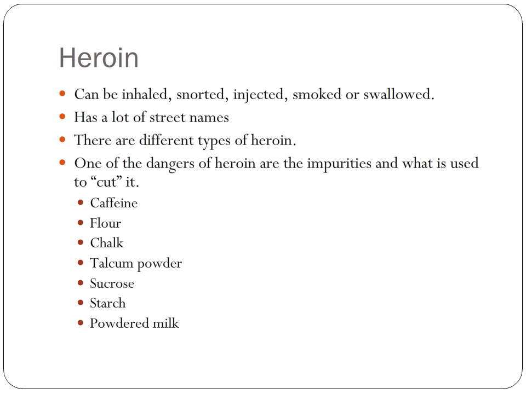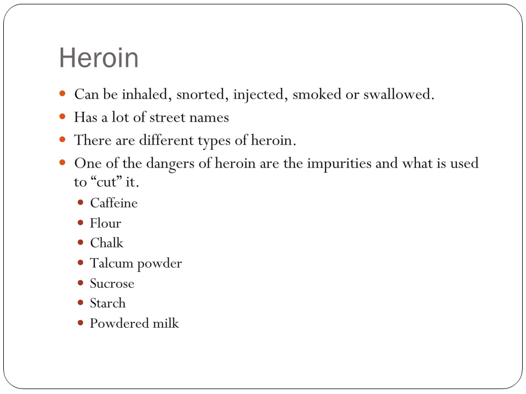Heroin, which is illegal as we've mentioned before, can be inhaled, snorted, injected, smoked, or swallowed. It has a lot of street names, and we're not going to go over those here because there's probably at least 20 or 30 different street names that heroin goes by. There are different types of heroin. There's white heroin, brown heroin, black tar heroin, and for our purposes, we're not going to go through those different types.